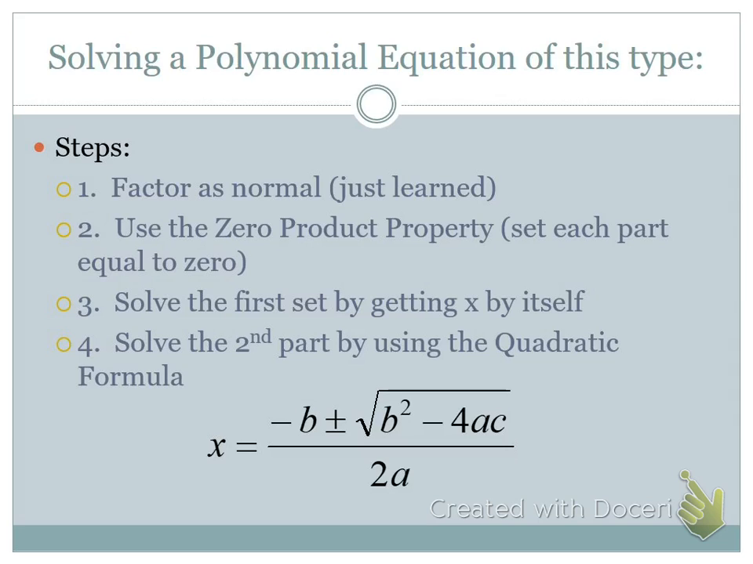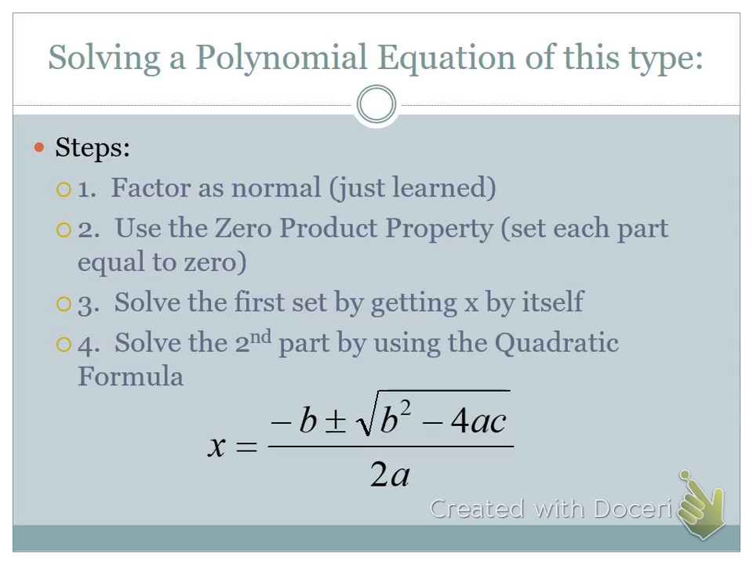So if we are solving a polynomial equation of this type, meaning a sum or difference of cubes, you're going to first factor it, like we just did on numbers 1 through 4. Use the zero product property, meaning you set each part equal to 0. So you set that little parentheses equal to 0. You set the big parentheses equal to 0. The first one, you can solve it by just getting x by itself.